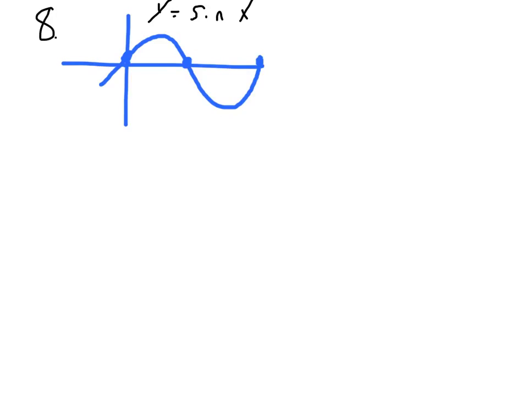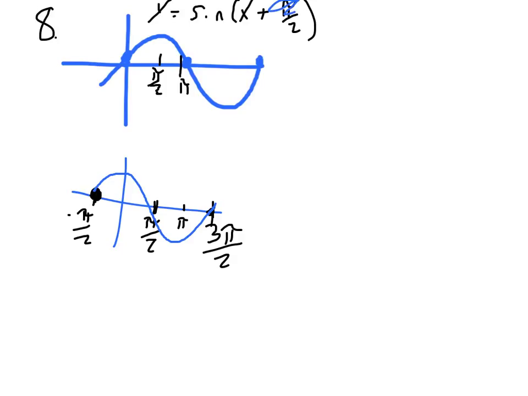Okay, for number 8, there is y equals sine of x. If you want to make that sine of x plus pi over 2, that is a shift to the left of pi over 2. We shift everything left pi over 2, and you'll see what it looks like in a second. So the top one is y equals sine of x. This bottom one is y equals sine of x plus pi over 2. And we can actually continue this to go here. This would be at 2 pi.